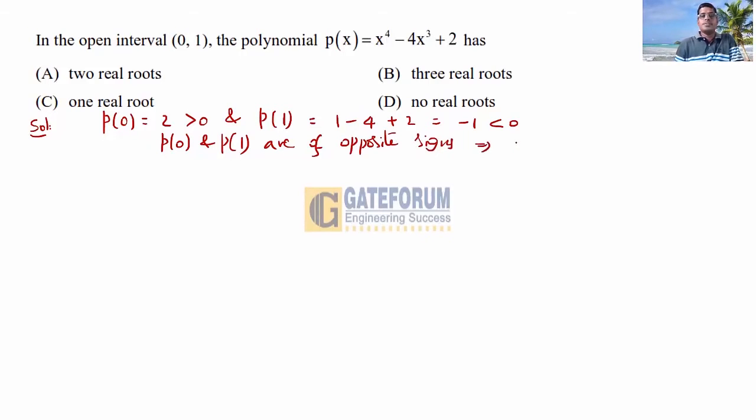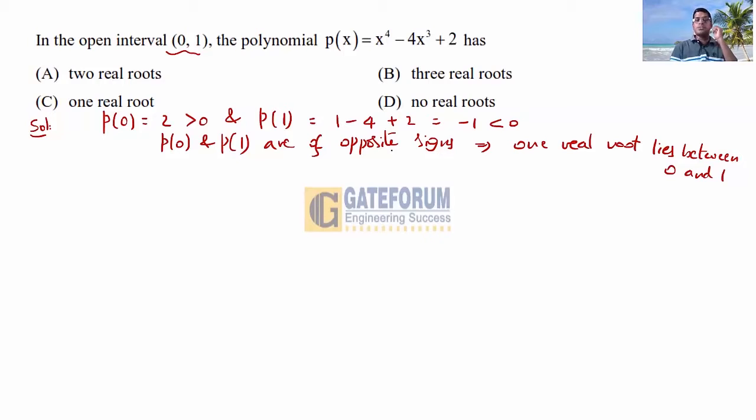Implies one real root lies between 0 and 1. And they are asking in the open interval. The options are 2 real roots, 1 real root, 3 real roots, no real roots. So option D is wrong.